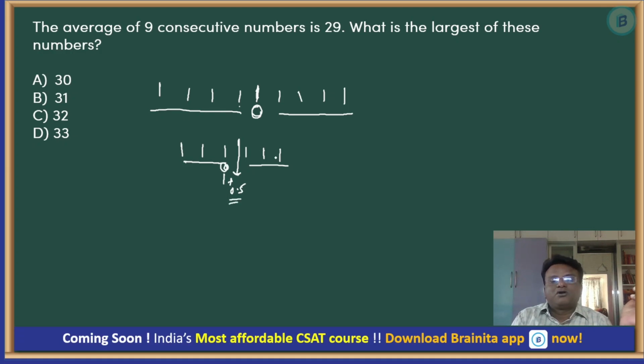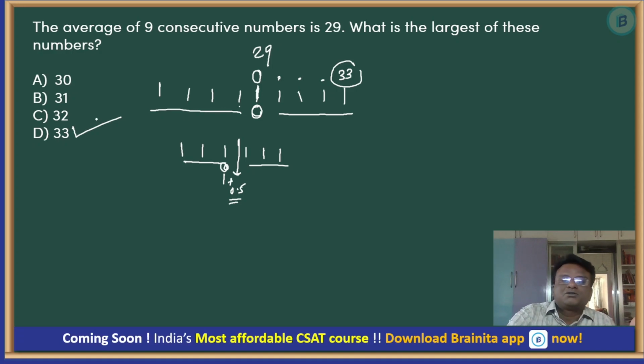If the total number of values is even, that is the case. In our case, 9 consecutive numbers, 9 is an odd number. So the middle number would be the average. The middle number has been given as 29. So 30, 31, 32 and 33. That would be the answer, option D. Okay, simple thing. Let us move to the next question.